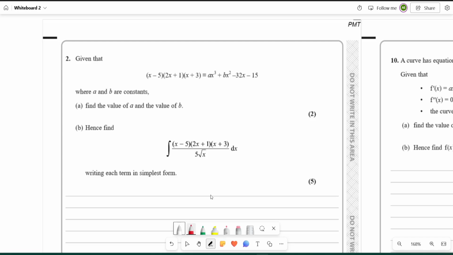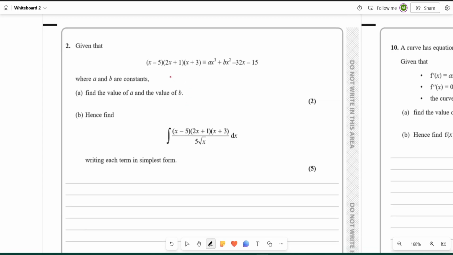So let's start the first question by reading. This first question tells me that given that x minus 5 times 2x plus 1 times x plus 3 equals this, I have to find a and b. Basically, a and b are constants. Let's try to find them.